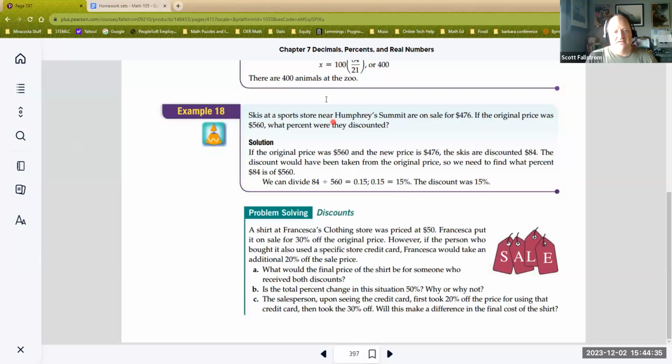So again, 476 and 560. I'm going to jump into another page. So I have $476, right? Original, this is the sale price. Original is $560.